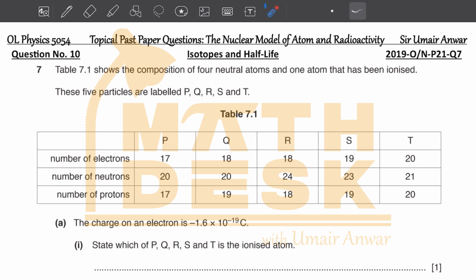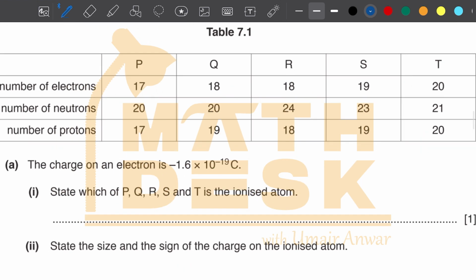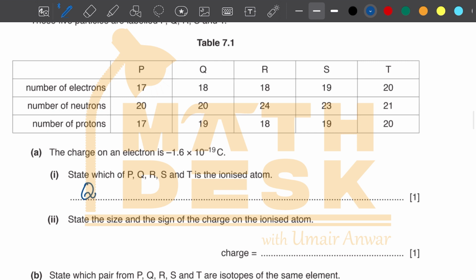The charge on an electron is minus 1.6 × 10 raised to minus 19 coulombs. So the amount of charge of one particle is given here, which is the electron. State which of these 5 particles is the ionized atom. In a neutral atom, the number of electrons and the number of protons are always the same. So for P they are the same, for Q they are different. We have one more proton than the electrons. For R they are the same, S 19 and 19, and for T they are 20 and 20. So only Q has a different number of protons and electrons. So the answer for this part is Q. Q is the ionized atom.